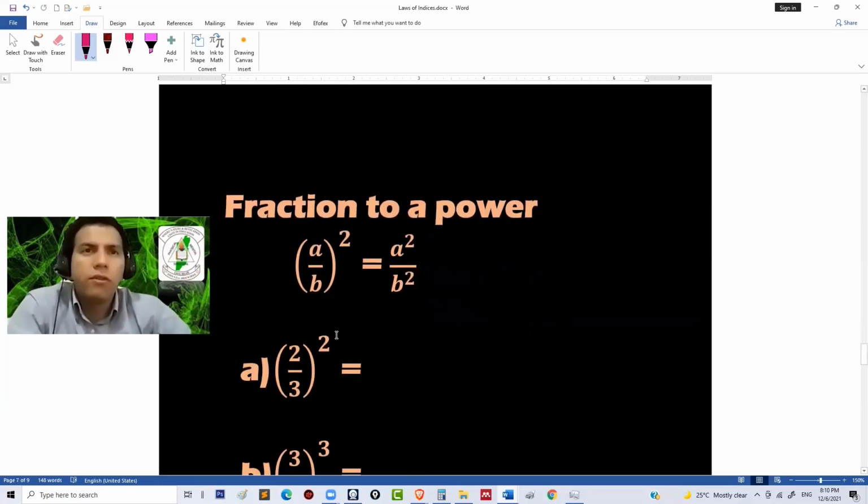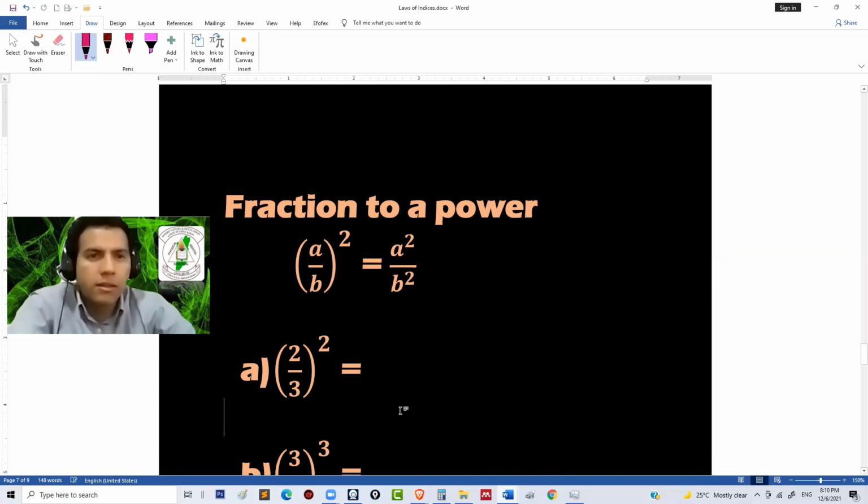Now, we want to focus on a fraction to a power. What do we do when we have a fraction raised to a power? The rule is that you will square each value independently, by the power. In this case, a square. So we'll square a and we'll square b.